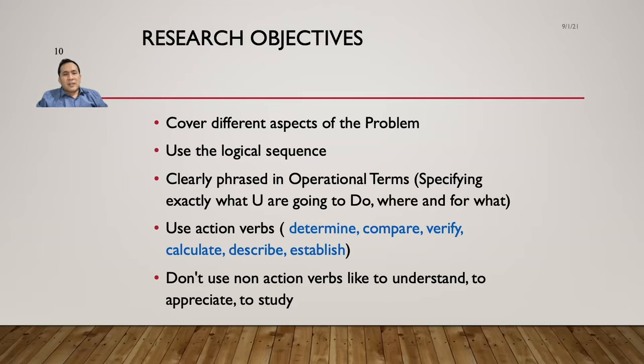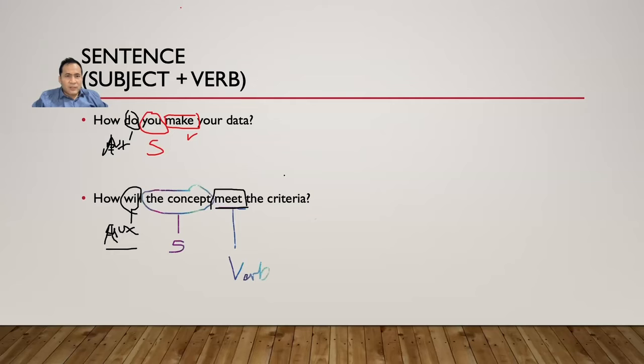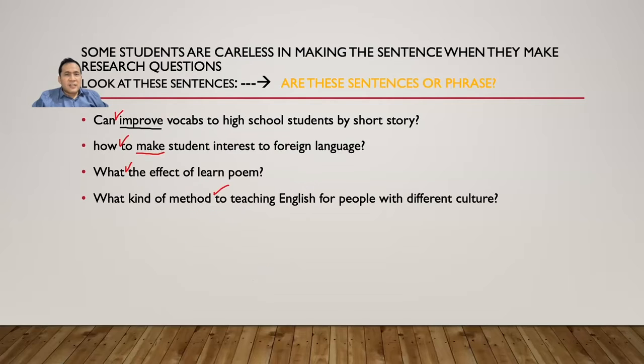Okay, I think I skipped this one. These are some examples of research questions. Because we are talking about quantitative research, quantitative research usually looks at variables. I think this slide is for qualitative research. Anyway, just see this as a complete sentence.